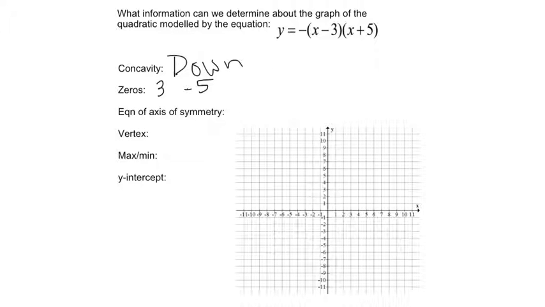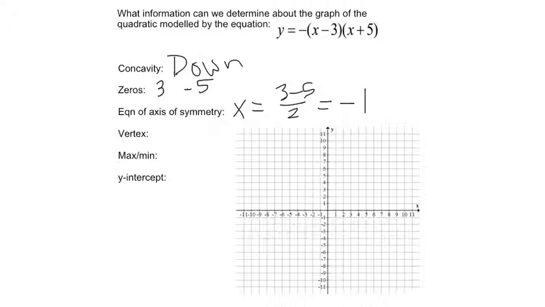And the equation of the axis of symmetry, okay, that one comes from taking the average of the zeros. So in this case, the zeros are 3 and negative 5, so the equation of the axis of symmetry is x equals (3 minus 5) divided by 2, which is negative 1 when you work it out. So again, that's going to be the vertical line that cuts the parabola in half.